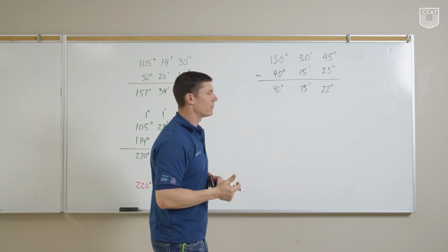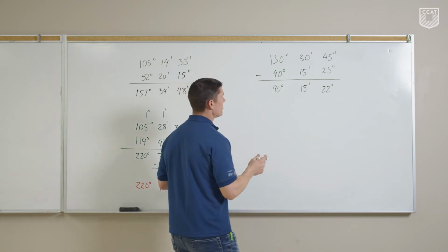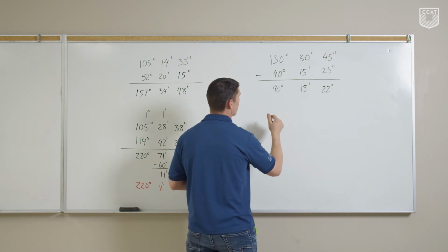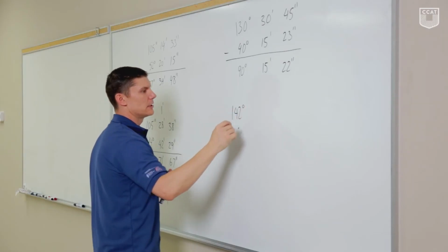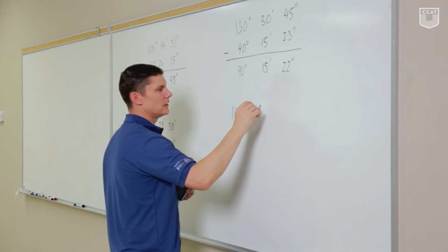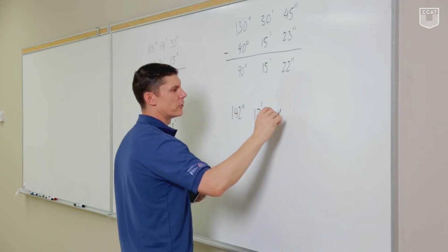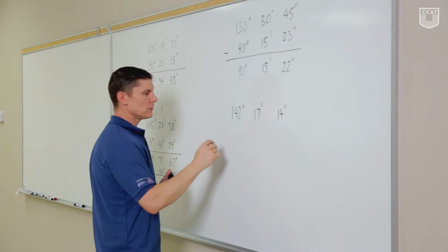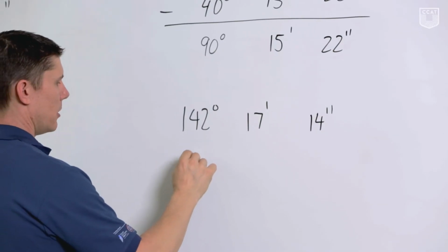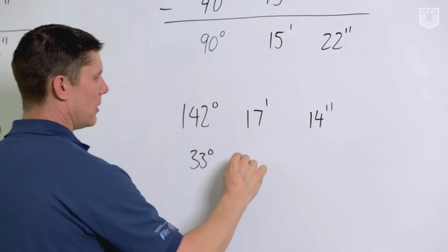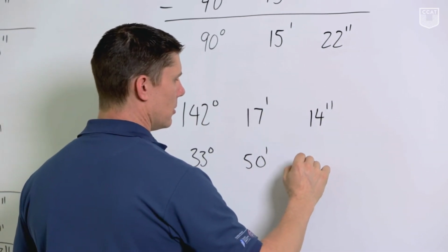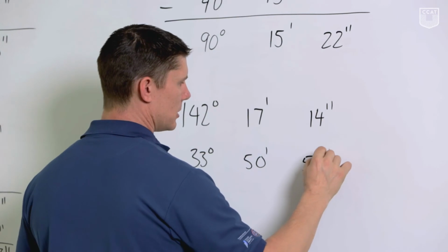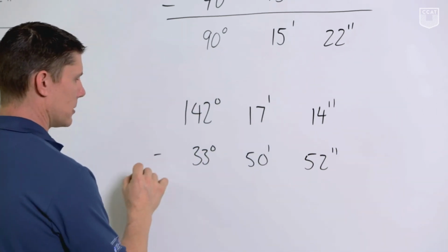Okay, if we get into a bit of a trickier question where the number on the bottom is a little bit bigger than the number on the top. Let's say we have the number 142 degrees, 17 minutes, and 14 seconds. And under here we'll go 33 degrees, 50 minutes, and let's say 52 seconds. Okay, we're subtracting here.